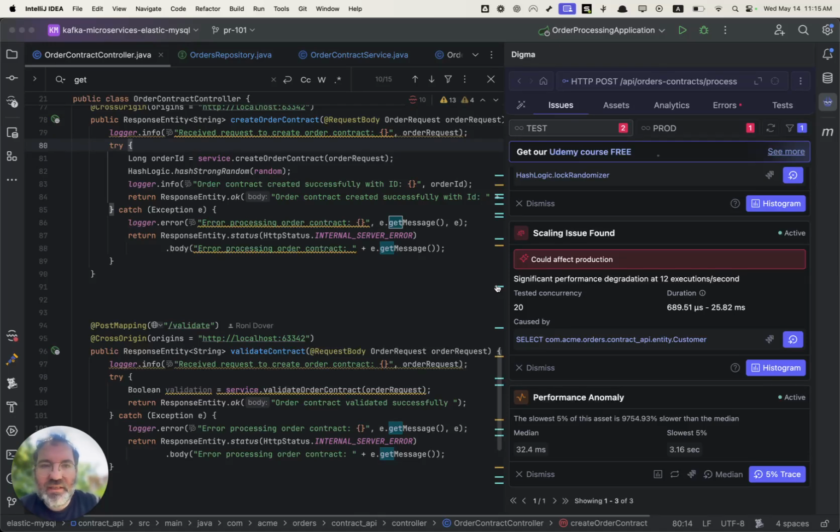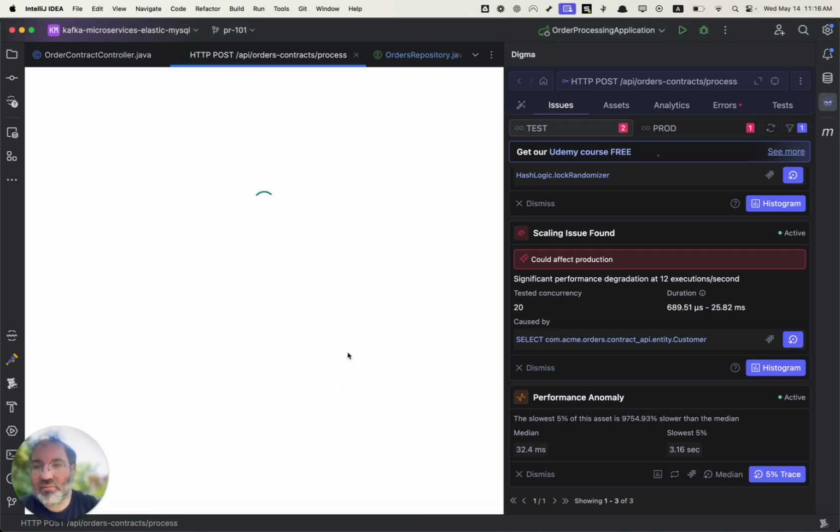I wanted to showcase something interesting that just happened to me. So I've been running Digma to analyze this application's observability, and it found a performance anomaly, specifically that the median duration of this endpoint was significantly faster than the slowest 5%, like 9,000 or 10,000 times slower for the slow requests.